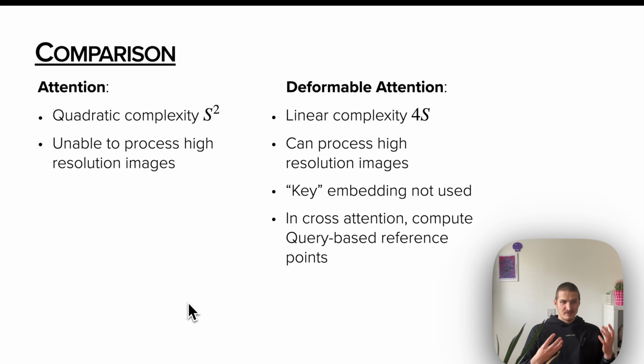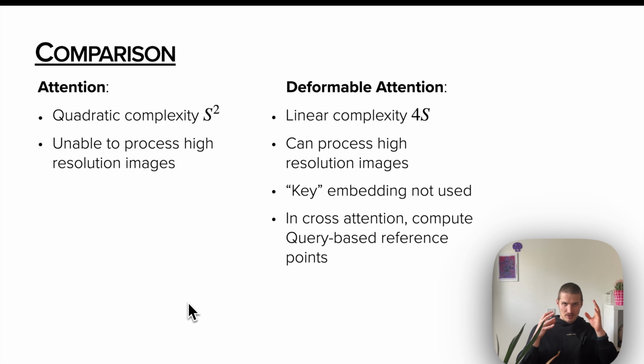So let's go over the differences between normal attention and deformable attention once again. Normal attention computes all pairwise interactions for the attention masks. So it has quadratic complexity over the sequence length S. Because of that, we can't really process high resolution feature maps, which makes it hard to predict small objects sometimes.